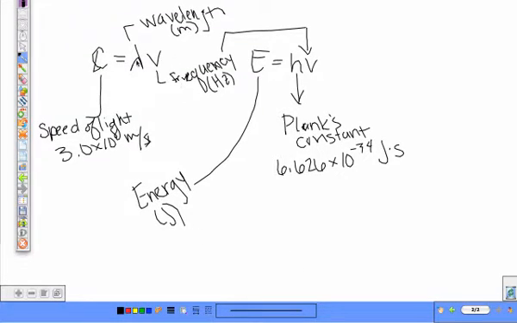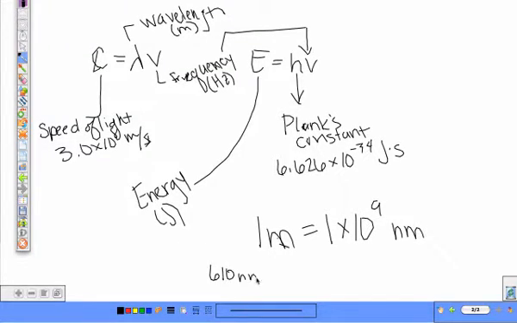And remember, the wavelength has to be in meters, and 1 meter is equal to 1 times 10 to the 9th nanometers. So if you have like 610 nanometers, 1 times 10 to the 9th nanometers in 1 meter.